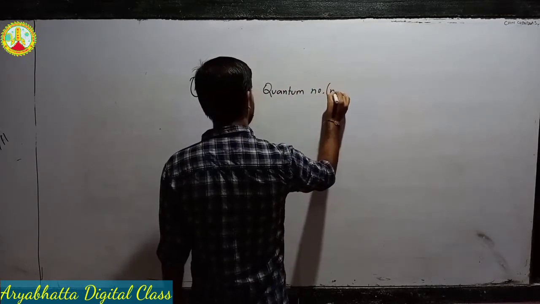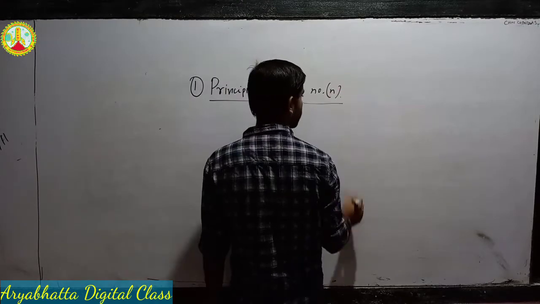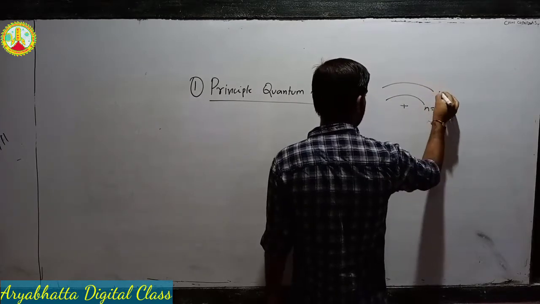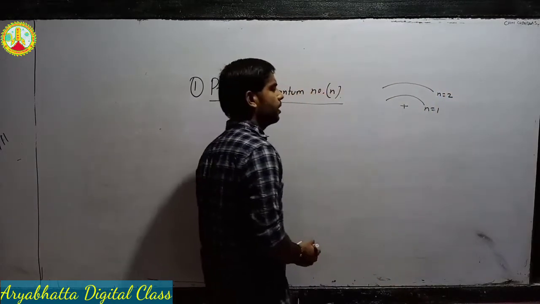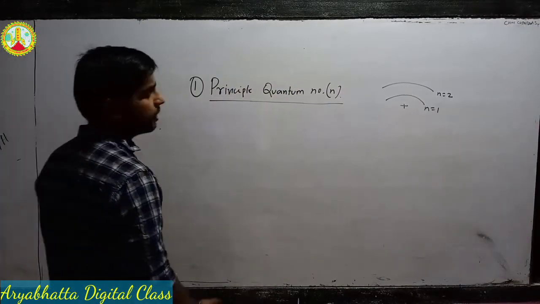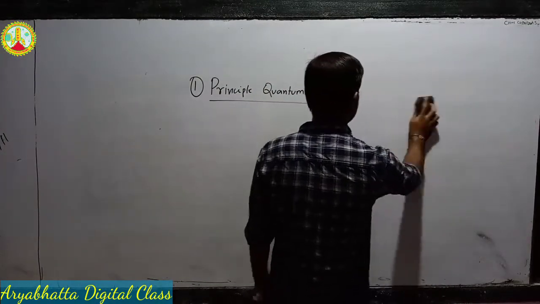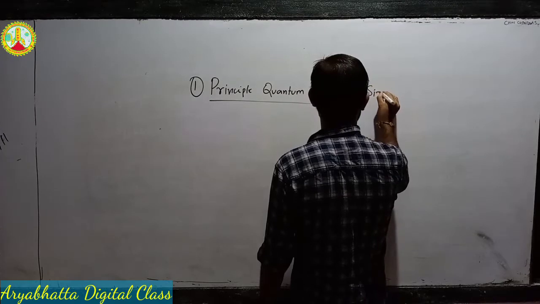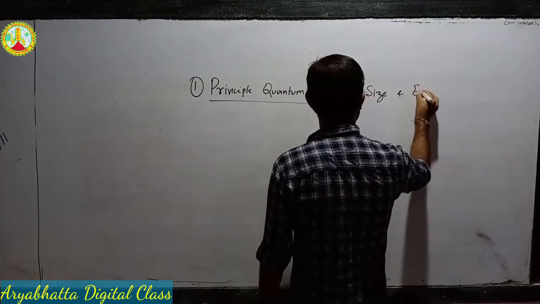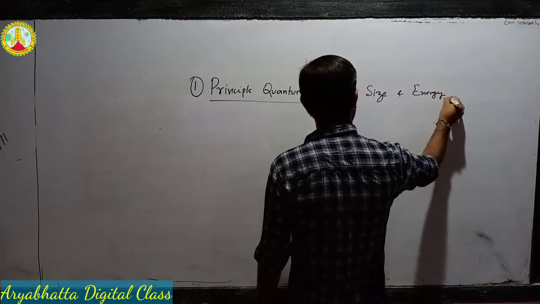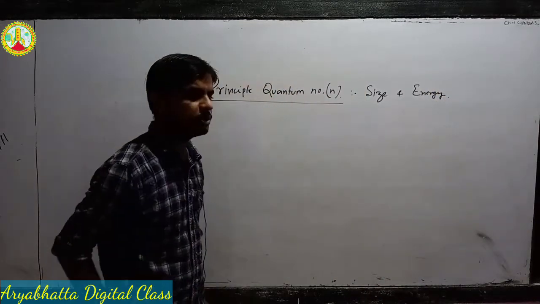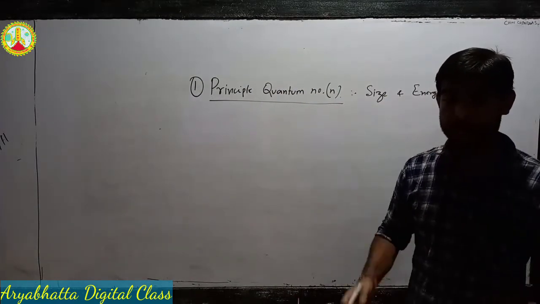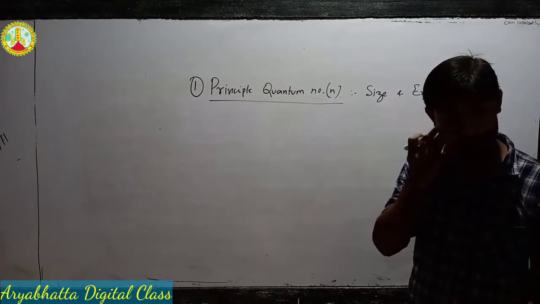First is the principal quantum number, and the symbol is n. You have already seen this n in Bohr's model, where we used n equal to 1, n equal to 2. So what does the principal quantum number tell us? It tells us about the size and energy of the orbital: how big the orbital is, and secondly what the energy of that orbital is.